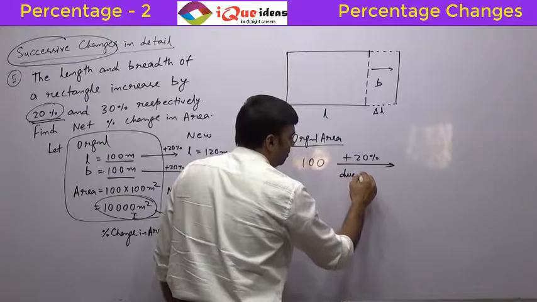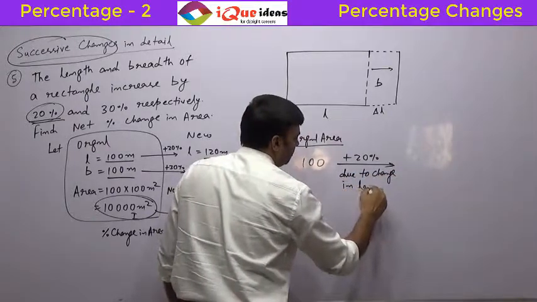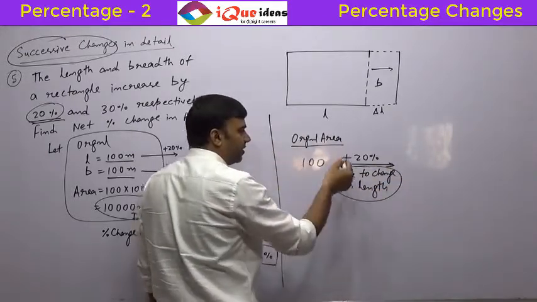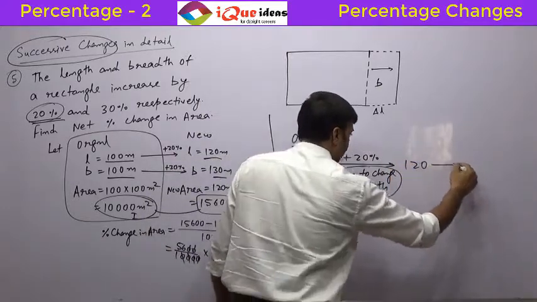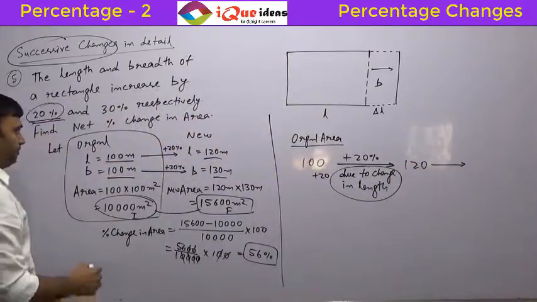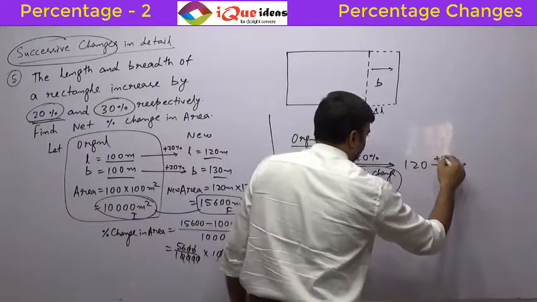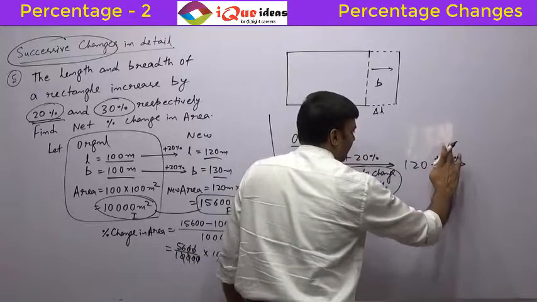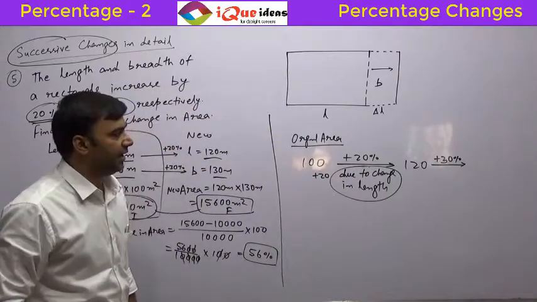I'll write: due to change in length. So due to change in length, area will change by 20%. Now 20% of 100 is 20. If it is added, it becomes 120. Now there is one more change that is required to be done. The breadth is increased by 30%. So the area will increase by 30%. As we said, the effect of change in length and breadth both will be there on the area.